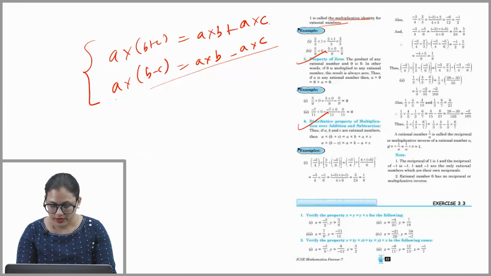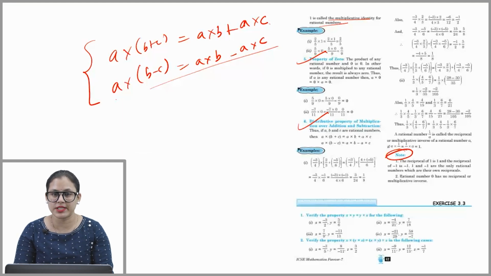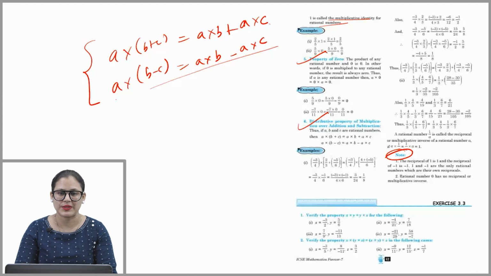Okay, note: number 1, the reciprocal of 1 is 1 and the reciprocal of minus 1 is minus 1, and 1 and minus 1 are the only rational numbers which are their own reciprocals. Number 2, rational number 0 has no reciprocal or multiplicative inverse.